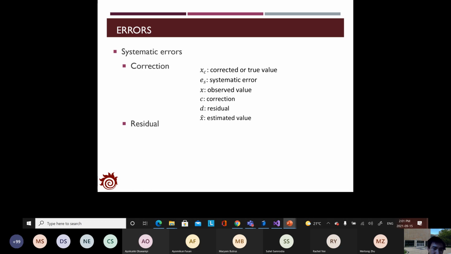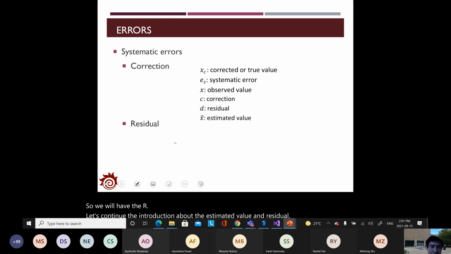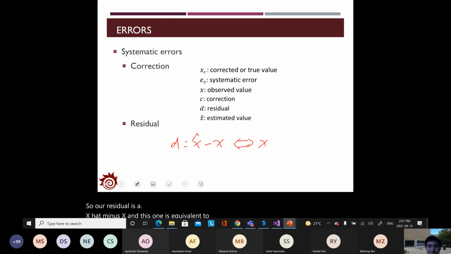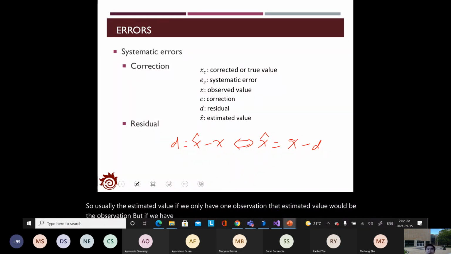Let's continue the introduction about the estimated value and residual. The residual is X hat minus X, which is equivalent to X hat equal to X minus the residual. Usually, if we only have one observation, the estimated value would be the observation. But if we have multiple observations, the estimated value would be the average of all those observations.